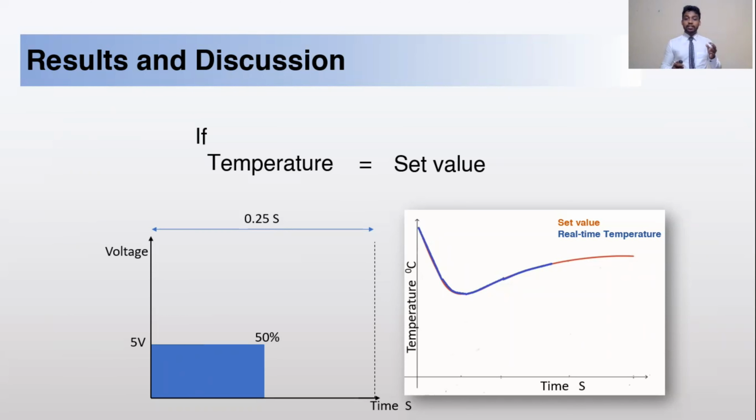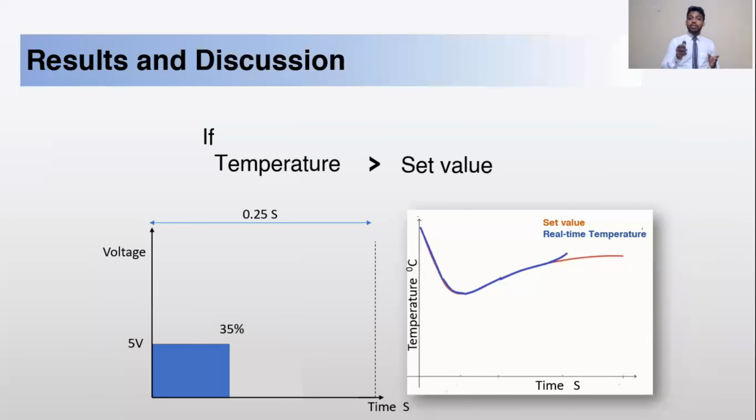If the temperature is equal to the set value at a 50% duty cycle, then the current or the voltage will be supplied for half of the time. That means if we consider 250 milliseconds, 125 milliseconds will be the current supply. And if the temperature is equal to the set value at a 75 duty cycle, it will remain the same.